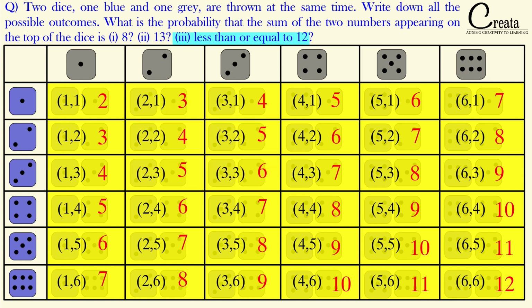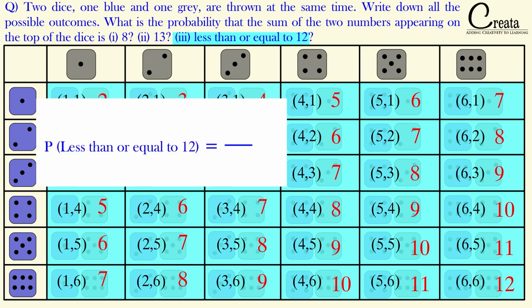In the third part, we have to calculate the probability where the sum is less than or equal to 12. So what are the cases in which the sum is equal to 12 and less than 12? It is all the 36 cases. Less than 12 means 1 to 11, and we are also including 12 itself. So all the 36 cases will be applicable. In the numerator 36 will come, in the denominator again 36 will come, that is the total. We got the probability as 1, that is 100% probability. So that is the answer of all the 3 parts.